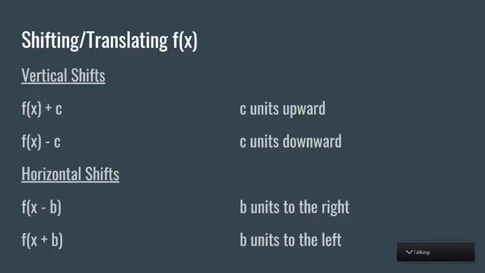Alright, but if you subtract something directly from x inside the function, whether that's a parenthesis or a square root or an absolute value, if you do it directly to x and you subtract, it's going to move the graph to the right. And if you add directly to x, it's going to move it to the left. Alright, so let's look at vertical shifts first, and then we'll talk about horizontal shifts.